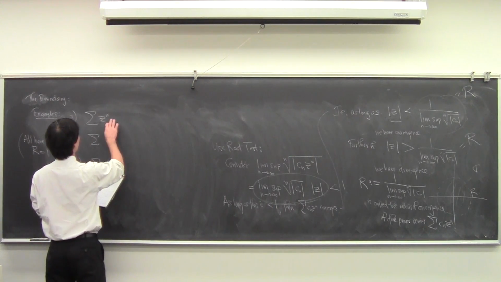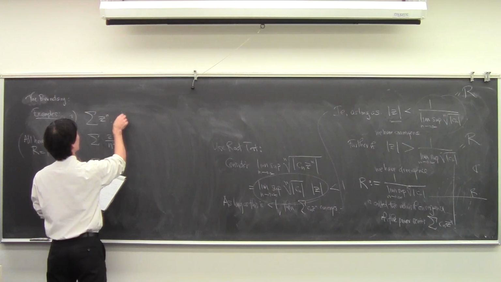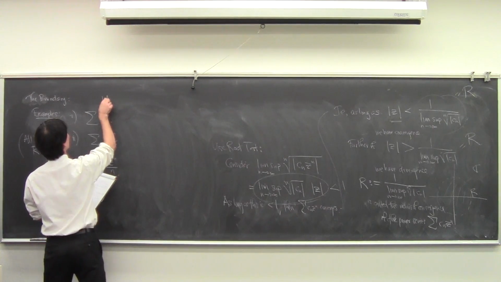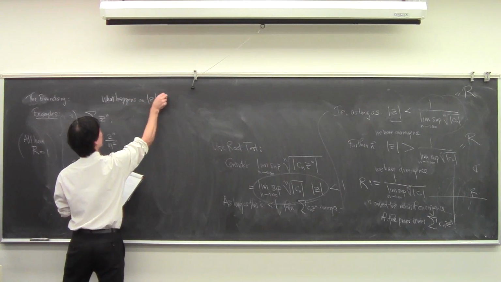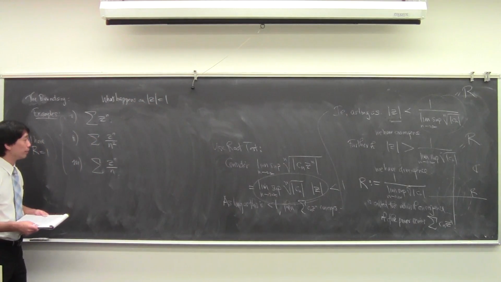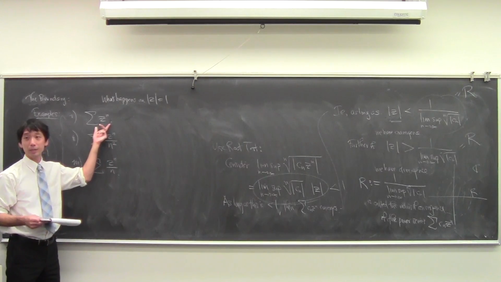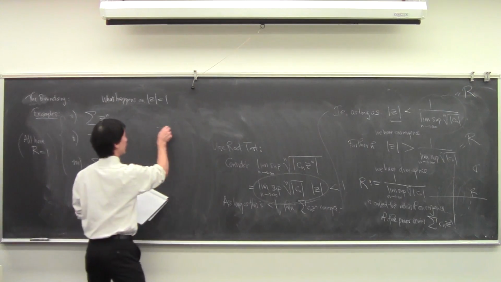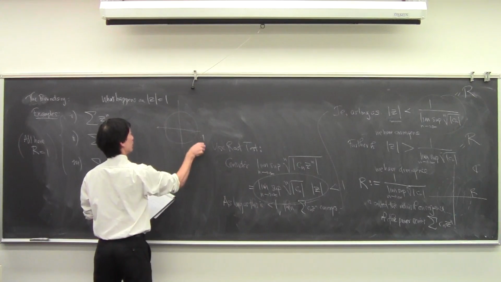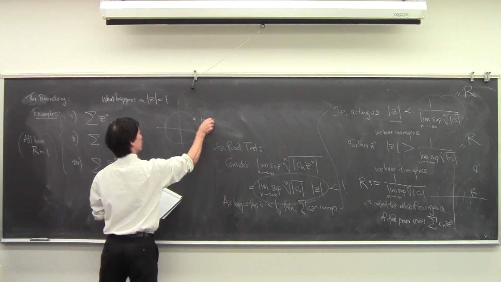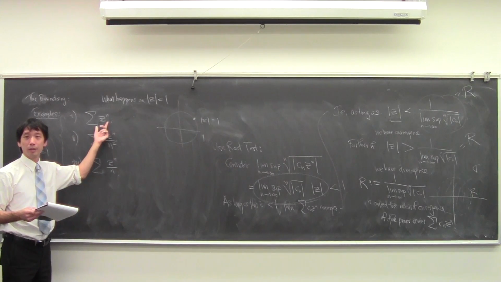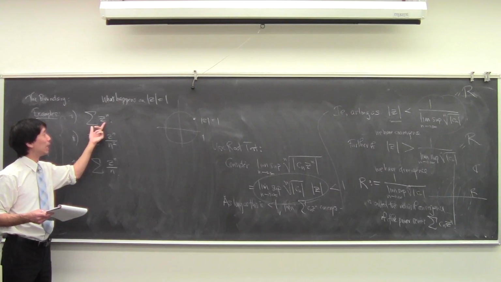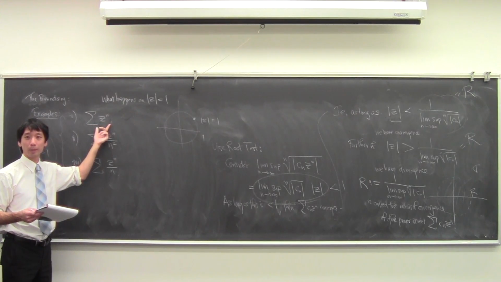What happens on the boundary of that disk of radius 1? Well, what happens in this case? You choose some point on the boundary of the disk, some point whose modulus is 1, and you take powers of it. You take sums of those powers. What happens? Converges or diverges? Or you don't know?